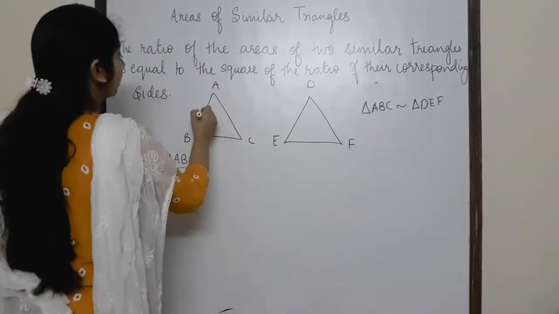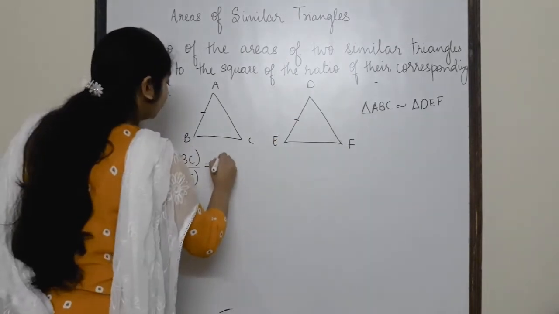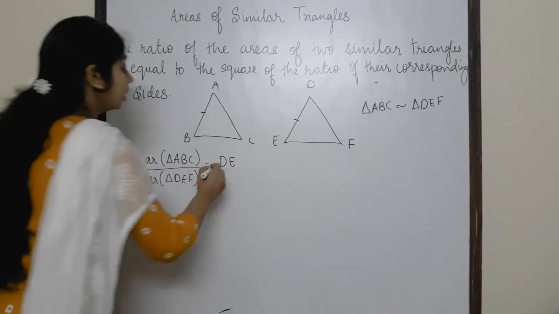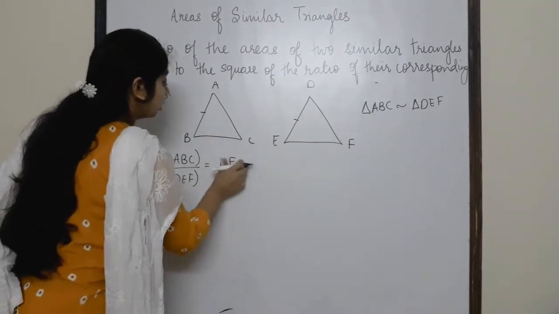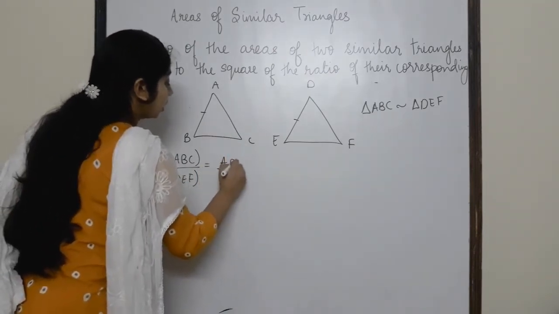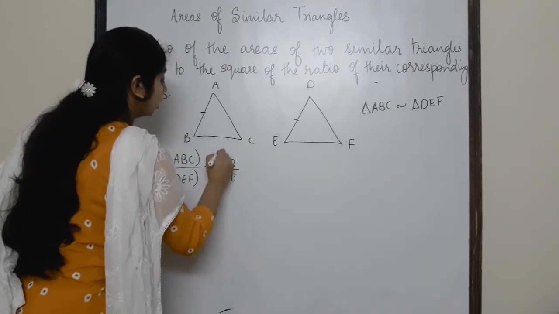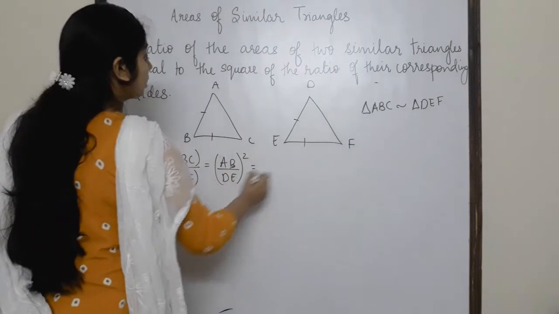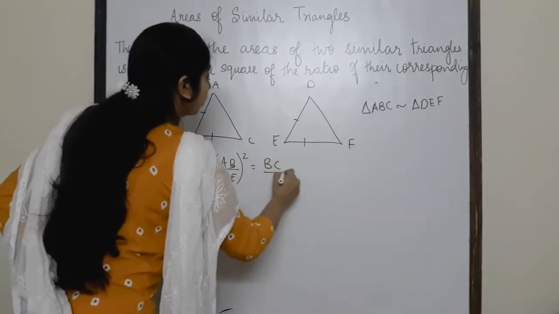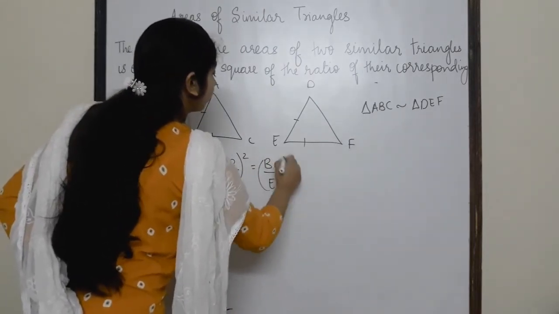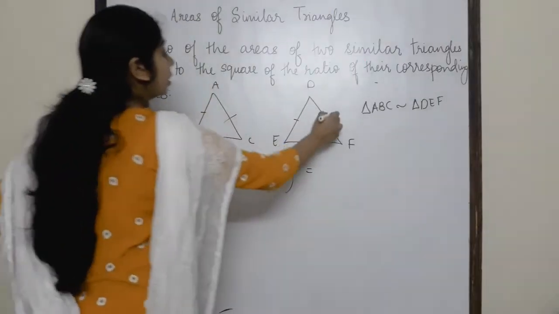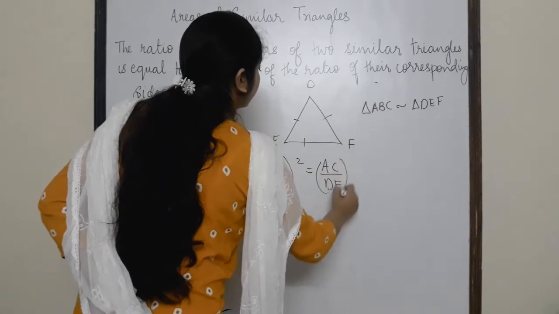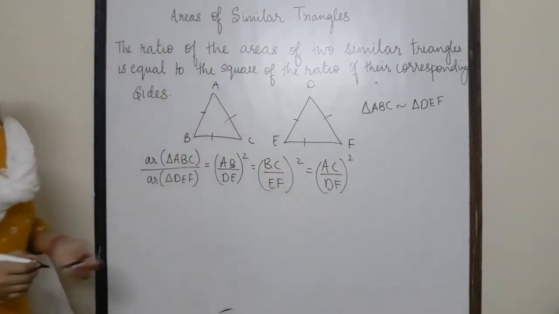So over here, the ratio of the areas of the two triangles will be equal to AB upon DE whole square, which is equal to BC upon EF whole square, which is equal to AC upon DF whole square. This is what the theorem says.